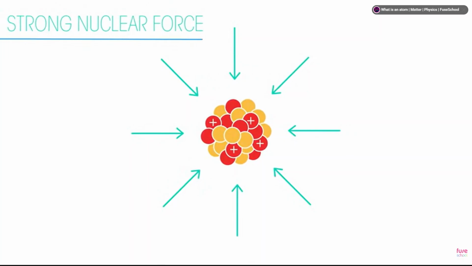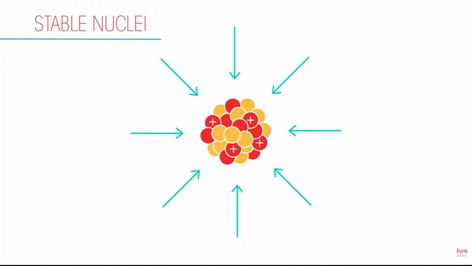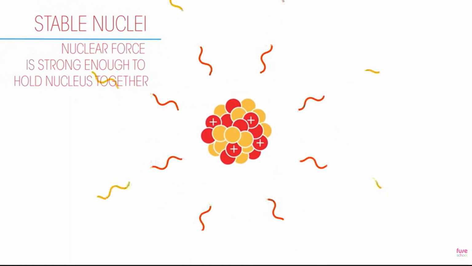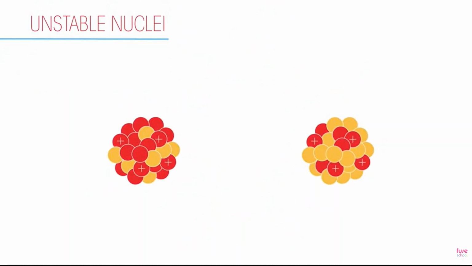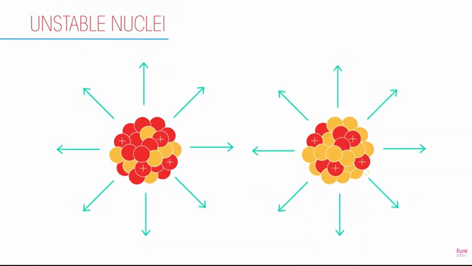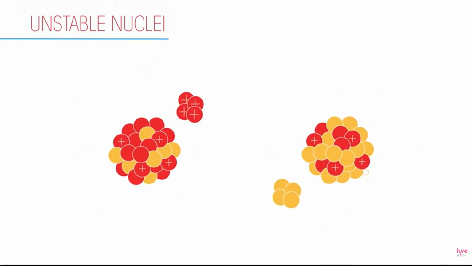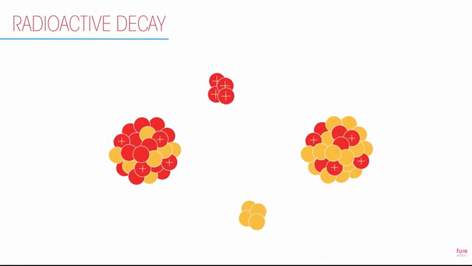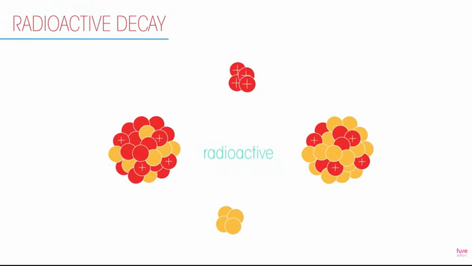A strong nuclear force holds the positive protons and neutral neutrons together in the nucleus and is what determines if a nucleus is stable. In stable nuclei, the force is strong enough and brings sufficient energy to hold the nucleus together permanently. Unstable nuclei either have too many protons or too many neutrons, upsetting the strong nuclear forces. Unstable nuclei try to balance themselves by giving off the excess proton or neutron. This is radioactive decay. Unstable nuclei are radioactive and emit radiation.